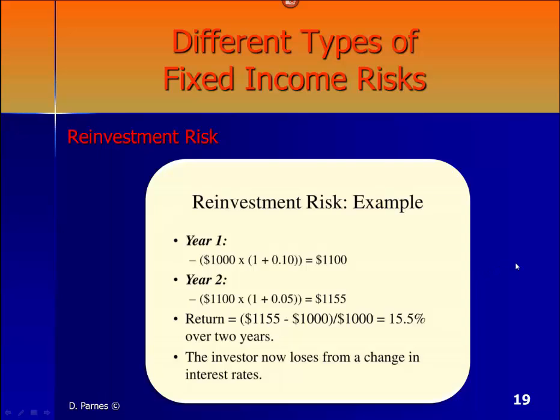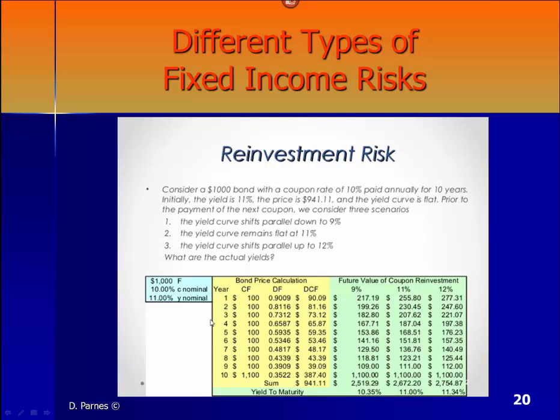Let's see another example with bonds. Okay? So let's say that we have a bond with a $1,000 par value, a coupon rate of 10% paid annually for 10 years. So you collect $100 every year for 10 years, and in the end you will collect the par value of $1,000 plus the last coupon of $100. Initially, the yield is quoted as 11%, and therefore the bond should be at discount. Whenever the yield is higher than the coupon, the bond is at discount, and you can calculate the bond price as $941.11. That's originally. And the yield curve is flat.